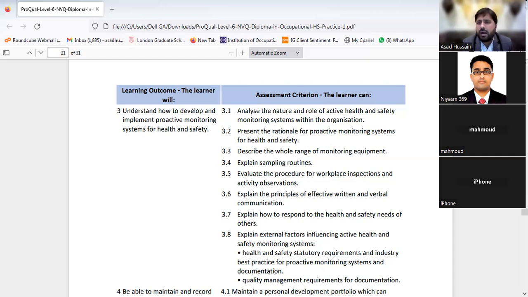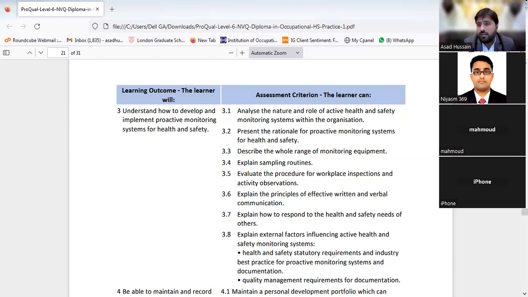Basically, sampling is taking a random or relevant part from the total population and considering that as a sample, and the process is sampling. The whole number from where you have taken a sample is called the total population. The small portion you have taken is the sample, and where it is taken from is the population. Coming back to 3.4, it is asking to explain sampling routines. You have to explain what sampling routines you have in your organization and how you are performing sampling there.